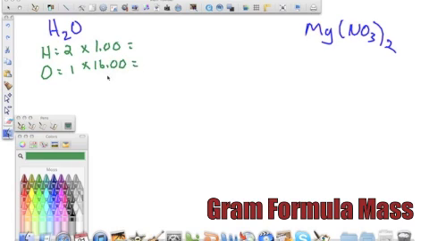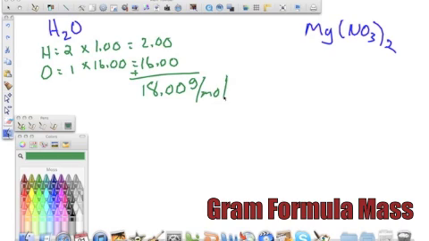Okay, now all we have to do is just work these out. Multiply 2 times 1, which gives us 2, and 1 times 16, which gives us 16. Add those two together and we get the mass of water, which is 18.00 grams per mole. Remember that 1 mole of water is 18 grams.